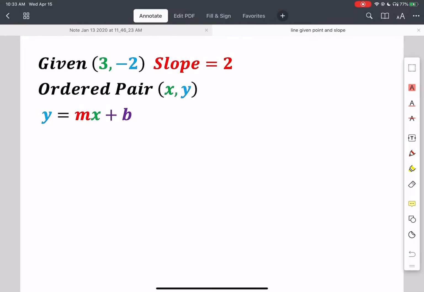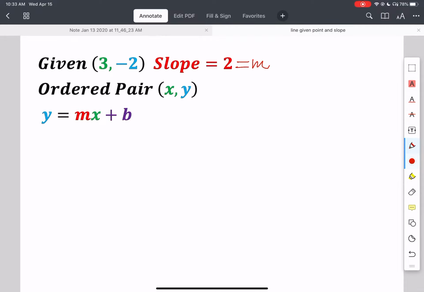Given a point and a slope, we are asked to write a line in slope-intercept form. So we are given the point (3, -2) and the slope of 2. We know that the ordered pair is always in the form of x and then y, and we know that slope is my m value.